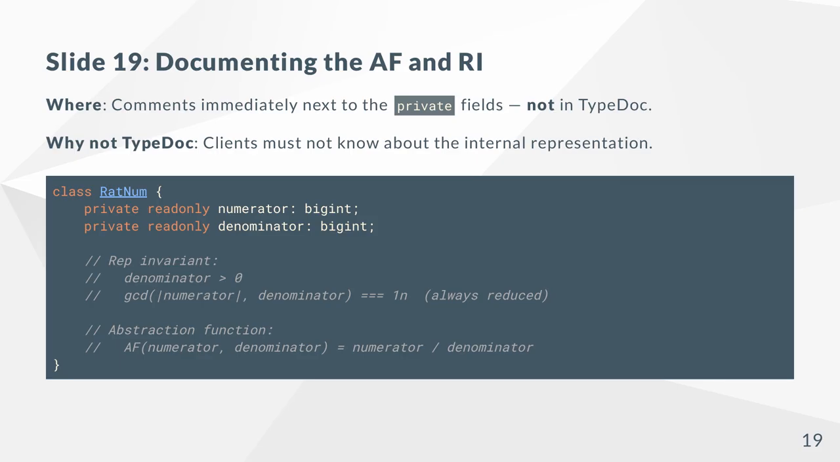Where do you write the AF and RI? As comments immediately next to the private fields. Not in TypeDoc, which is visible to clients. The AF and RI describe internal implementation details that clients must never see. For RatNum, the RI says, denominator is greater than 0 and the fraction is always fully reduced, that is, the GCD of numerator and denominator is 1. The AF says, AF of numerator and denominator equals numerator divided by denominator. Be precise. Vague documentation gives false confidence.